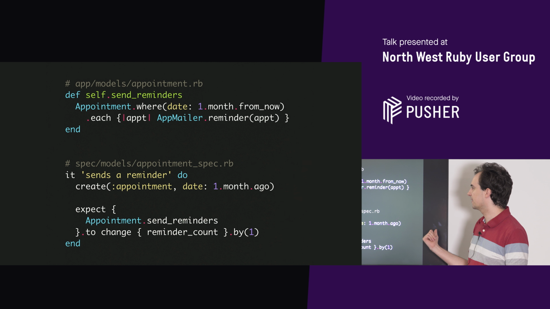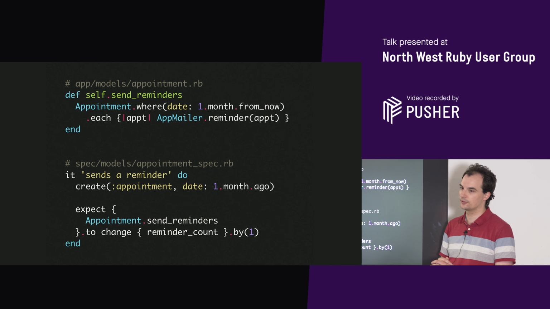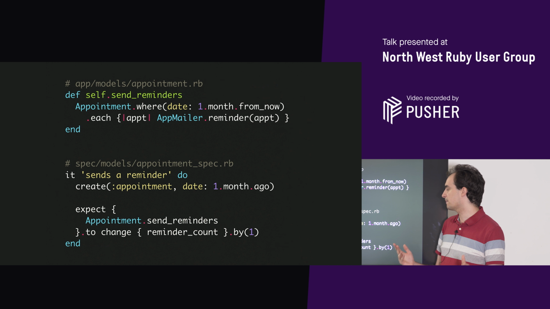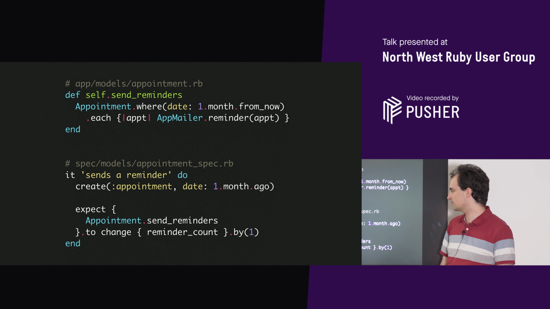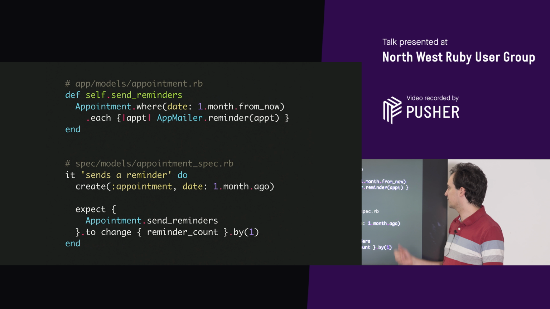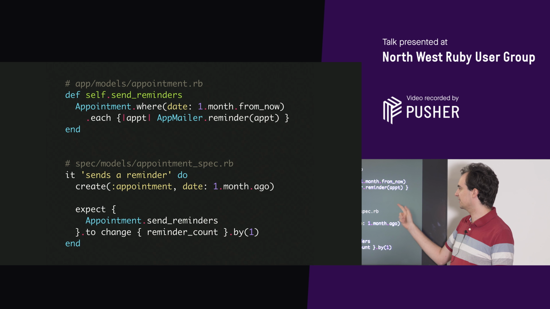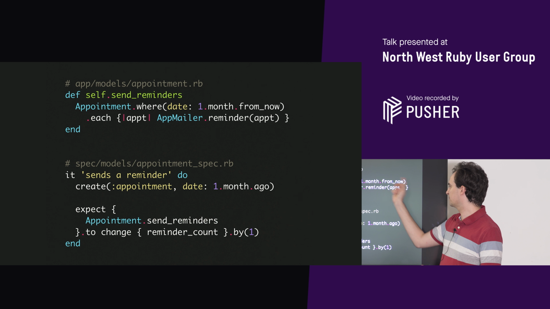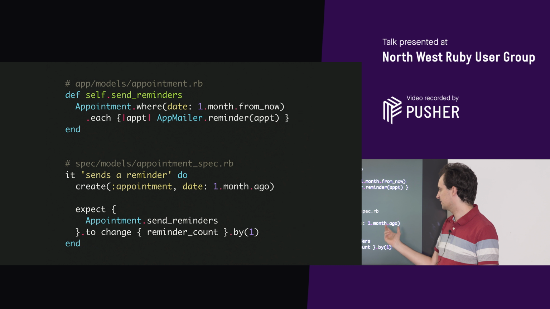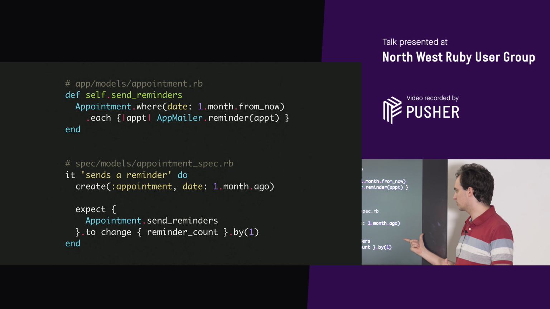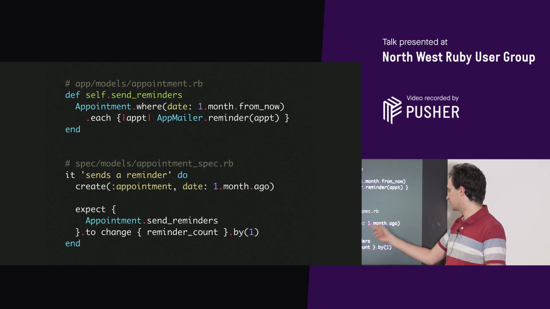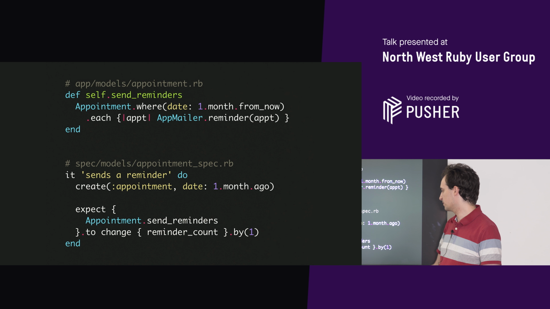So we've got an app here where you can make appointments for some date in the future, and we have the requirement that a month before your appointment you get emailed about that appointment, just to remind you that, hey, still going on. Okay, so we can bash out an implementation quite quickly. We just say, a month from now, loop over all the appointments, send a reminder, and the test is hopefully reasonably straightforward as well. We create an appointment with a date a month ago, and then we run it for today, and we expect the reminder count to change by 1.